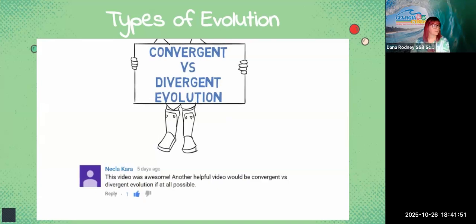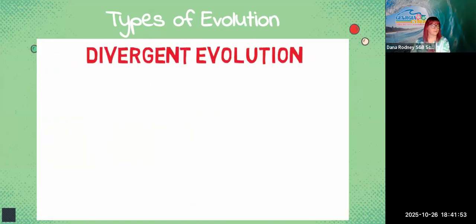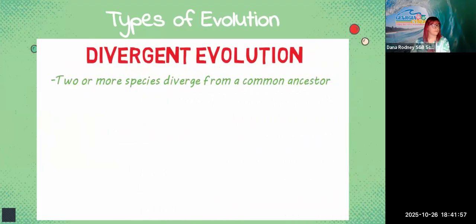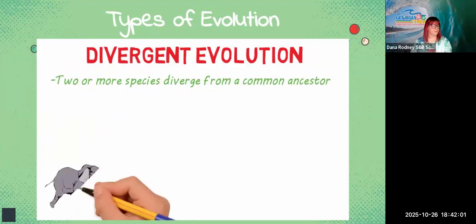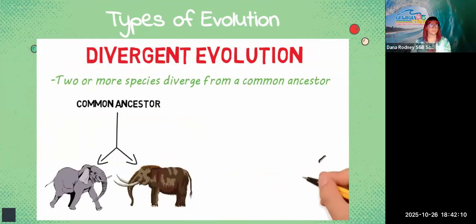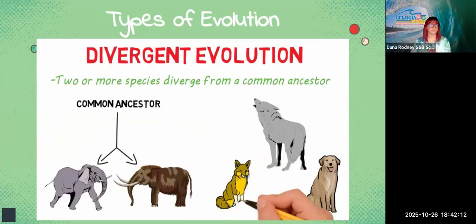Let's talk about divergent evolution first. In divergent evolution, two or more distinct species share a common ancestor from which they both diverge. A common example is the modern elephant and the woolly mammoth. They share a common ancestor and yet evolved into two different species. Another example is the dog, the wolf, and the fox. Again, they share a common ancestor yet evolved independently, right? They all diverge from a common ancestor.